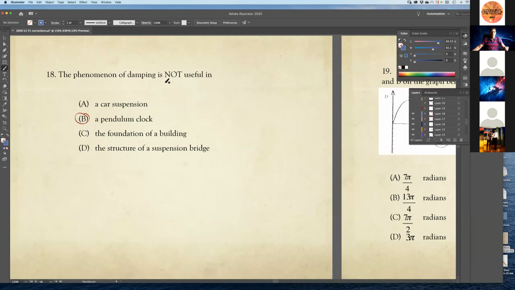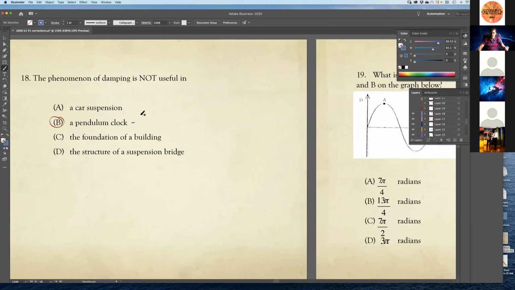The phenomenon of damping is not useful in a pendulum clock. We use damping in the suspension of a car. If you don't have damping, when you drive over a bumpy road, your head will be slamming into the roof of the car. We use damping on the foundations of buildings to protect them against earthquakes. We use damping in suspension bridges so that they can be protected against vibrations that could cause structural failure. The only place that damping is not useful is in a pendulum clock, because if you have damping in a pendulum clock, the clock will run slow and the battery would need to be replaced very often. So that's not a good thing.